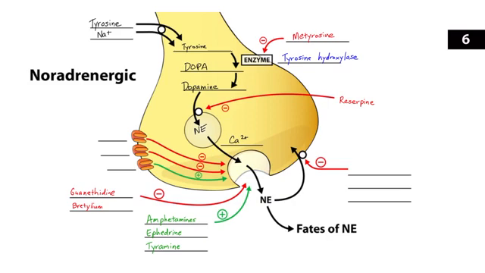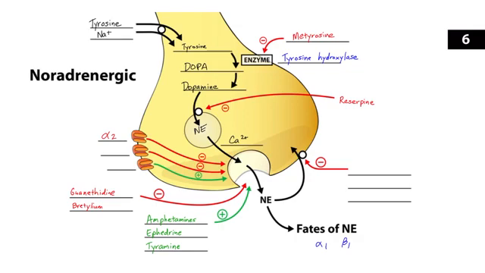Now, once the norepinephrine has been released, what can happen to it? What are the fates of norepinephrine? Well, it can bind to one of the adrenergic receptors on the postsynaptic cell, such as alpha-1 or beta-1 receptors, or it could bind to an alpha-2 autoreceptor on the presynaptic cell, which is going to inhibit further norepinephrine release.